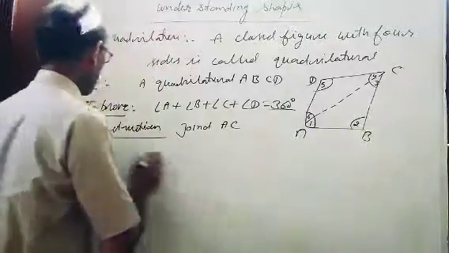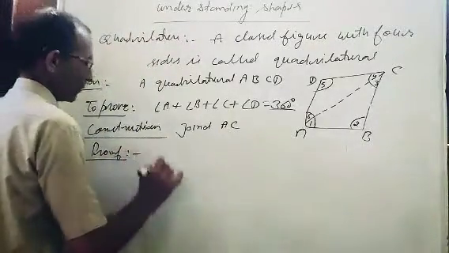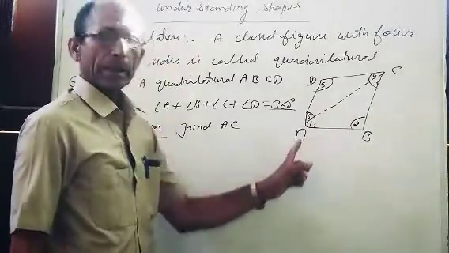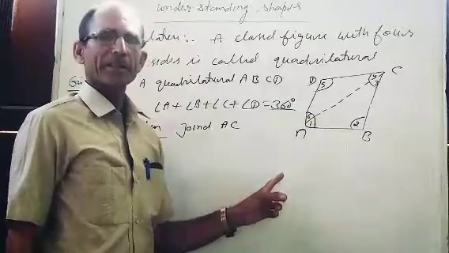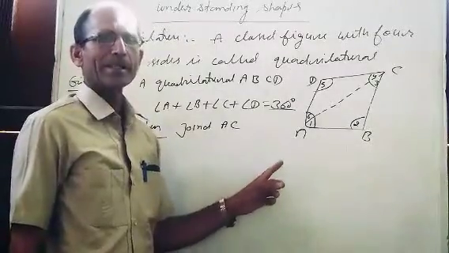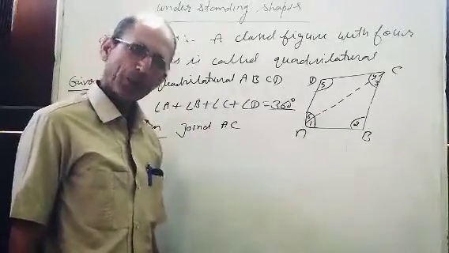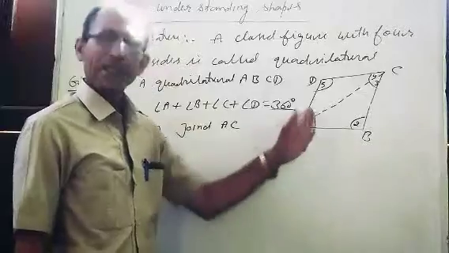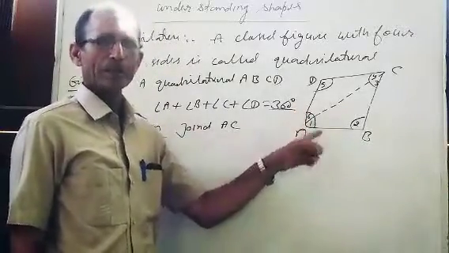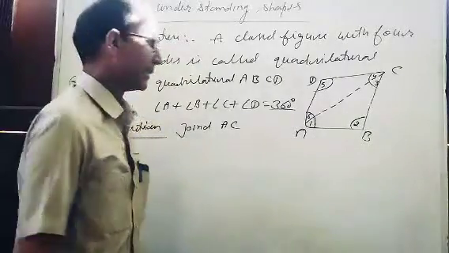Now proof. In earlier classes, in class 7, we already proved the angle sum property of a triangle. It means the sum of the angles of a triangle is 180. You have proved it already, and here you only have to give this reason, because you already know the sum of the angles of a triangle is 180 degrees.